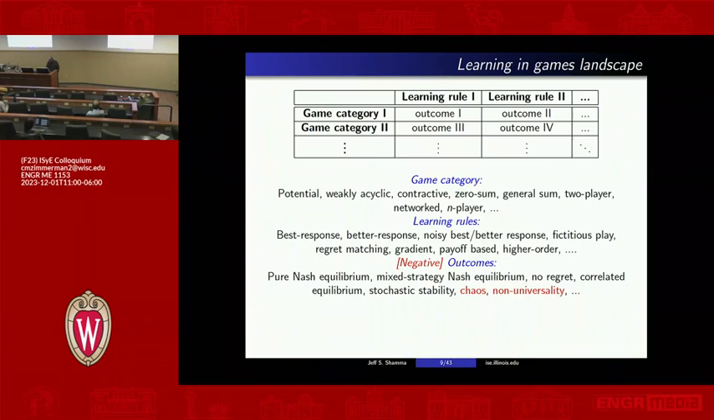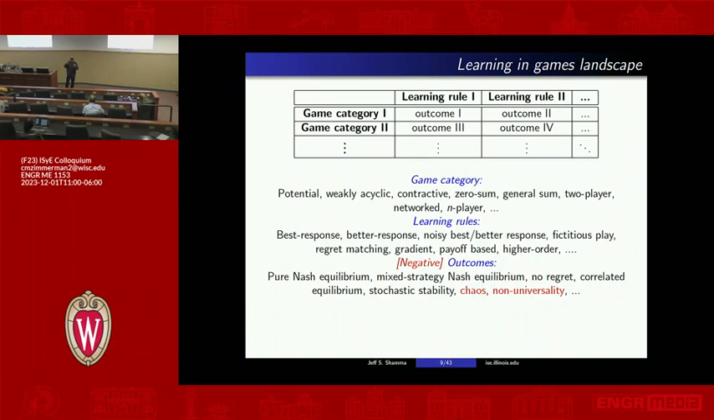So as I said, it's a very extensive literature, and the literature can be encapsulated in this matrix. The rows of the matrix are types of games. Okay, and there's all kinds of potential, weakly acyclic, contractive, zero-sum, general-sum, two-player, n-player, the like. The columns of this matrix are different learning rules. Okay, so what are learning rules? Best response, better response, noisy versions, fictitious play, regret matching, gradient play, we'll talk about that, payoff-based, higher order, all of that. Rows, columns, and then you take a type of category and a type of learning rule and you fill in the cell of this is what's going to be the outcome.